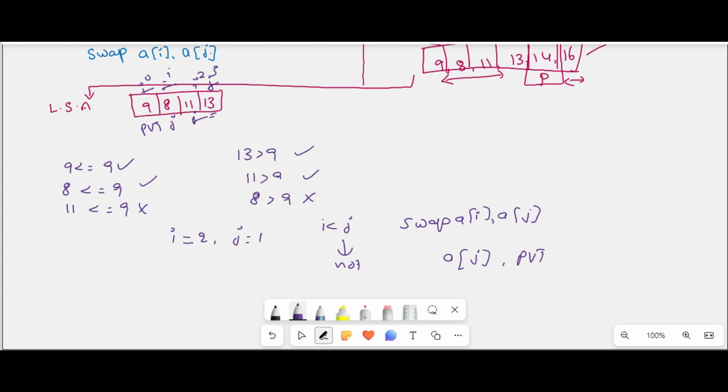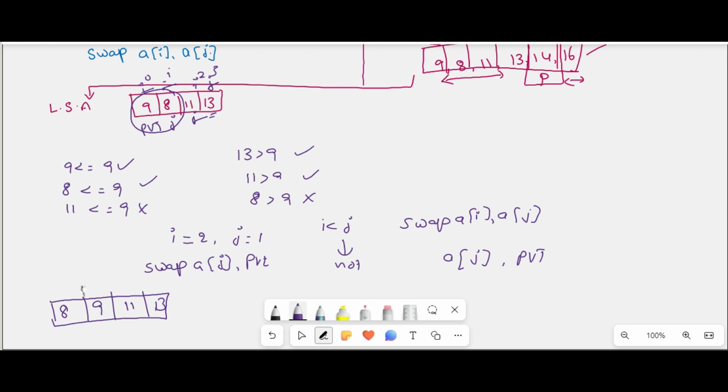Now see, in our example what happened: I crosses J. I is not less than J. Then what shall we do? Swap A of J and the pivot element. See, that means these two are swapped. So 8 here you will get, and here it is 9, 11, 13.